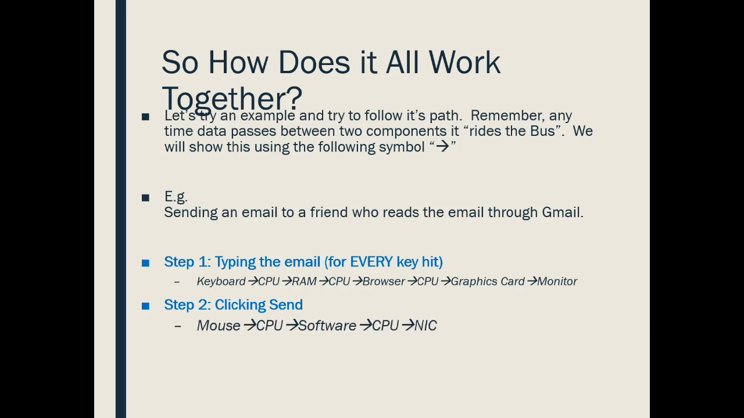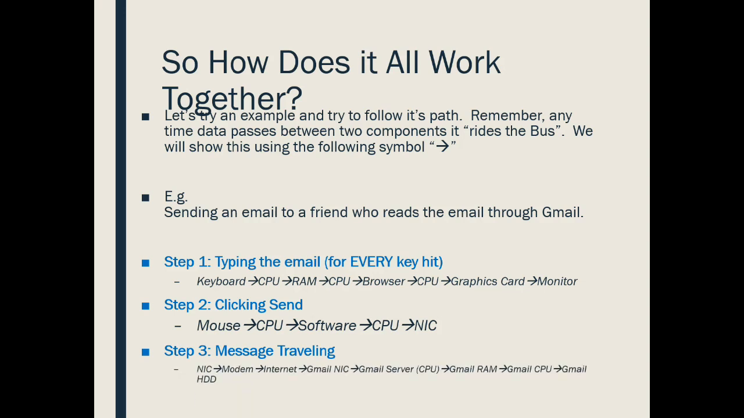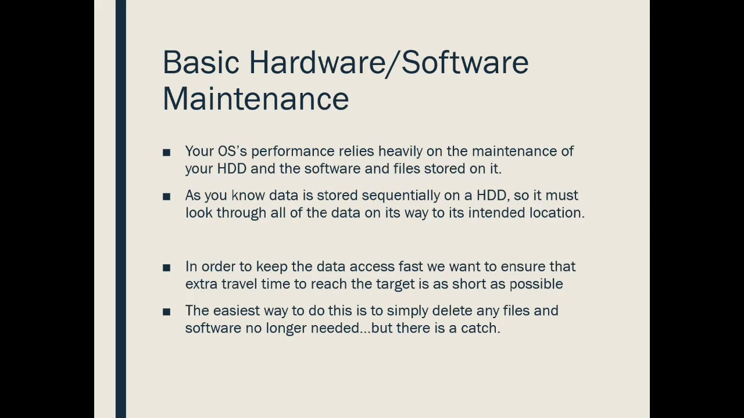Now when we've finished typing our email and we click send, we click on the mouse, and that positional data goes to the CPU, which then sends it off to the software that's currently running, your email client, which comes back to the CPU again, and sends it off to your network interface card, which will eventually travel through the internet. So the message goes from the NIC card to the modem to the internet to Gmail's NIC card and their server somewhere, so their Gmail server CPU. Then it gets stored in the RAM, back to the CPU, and then it goes to the hard drive for long-term storage. So when that person goes to access their email, they're going to access that hard drive on the Gmail server.